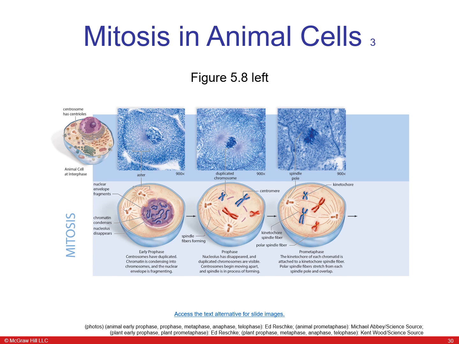So here's an image of mitosis occurring in animal cells. You can see early prophase. The membrane is starting to break down. The chromosomes are starting to condense. In prophase, we have duplicated sister chromatids that are starting to move around and line up. And in prometaphase, they are getting ready to line up on the metaphase plate.